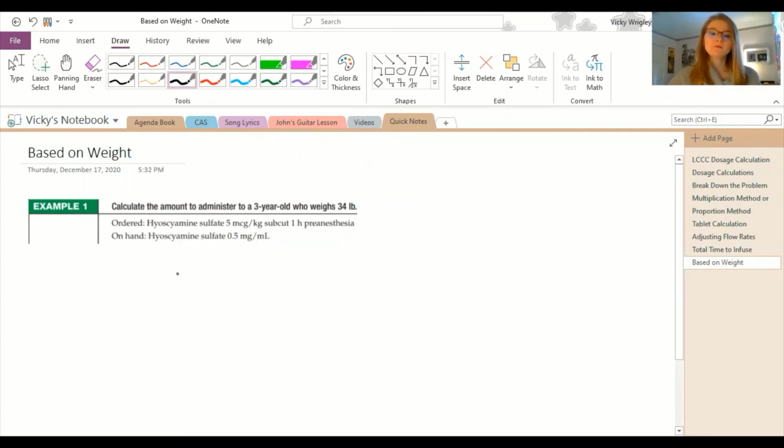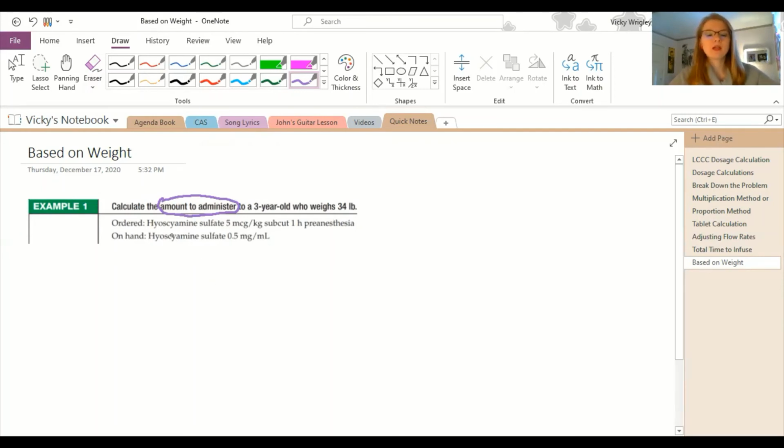For our final problem, let's do an example based on weight. The question asks us to calculate the amount to administer to a 3-year-old who weighs 34 pounds. The order is hyoscyamine sulfate, 5 micrograms per kilogram. On hand, hyoscyamine sulfate, 0.5 milligrams per milliliter. So, what are we looking for? We need to calculate the amount to administer. And let's think about what units that will be in. It might not be readily apparent in the problem.